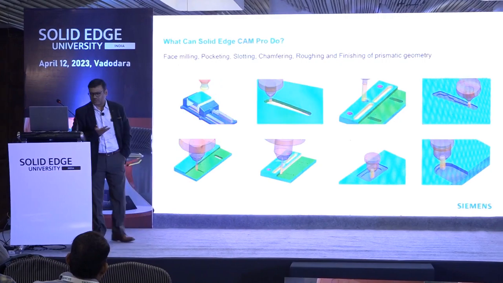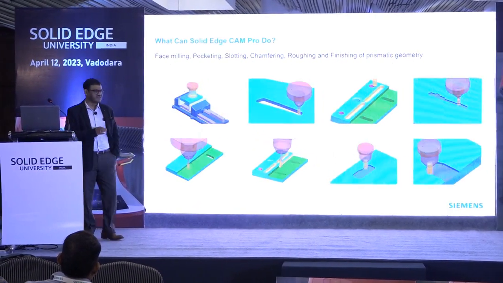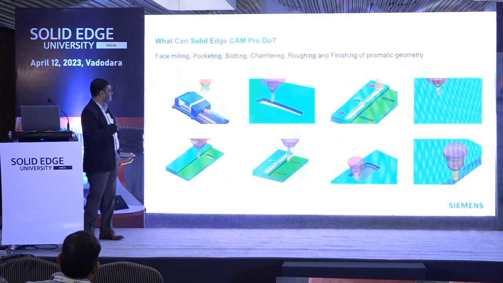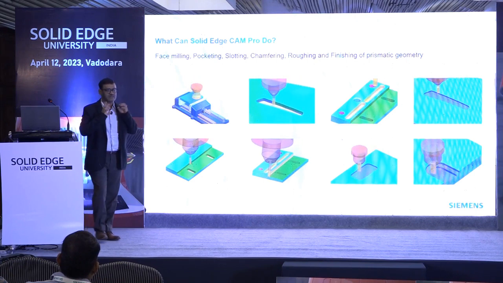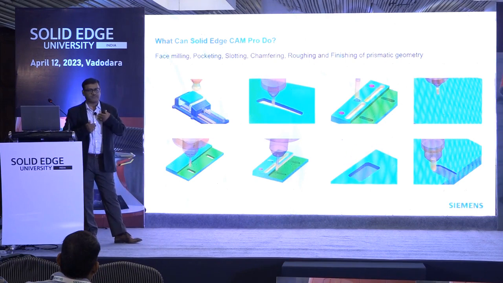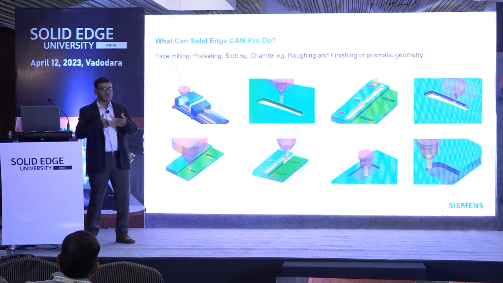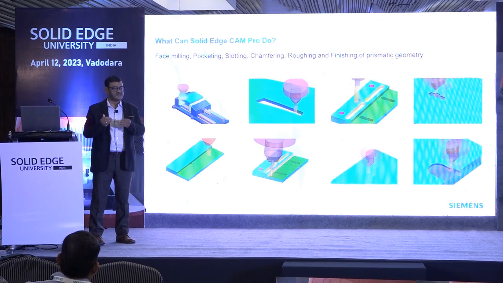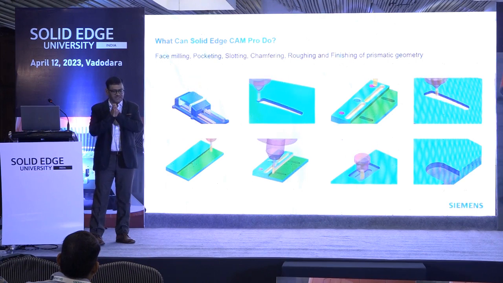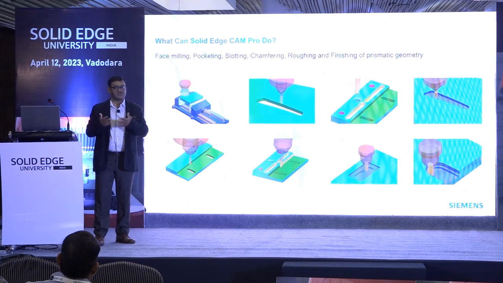I think 2.5D or face milling, pocketing, chamfering, roughing, everything is available within the Solid Edge Cam Pro gamut. But I'm just showing this from the Solid Edge Cam Pro perspective, right? So you can look at anything from a prismatic perspective or a complex part. I'm not saying you just do the prismatic, right? Because gone are the days you're just doing prismatic machining. You might expand from industrial machinery to aerospace. We don't know, right? So the scenarios might change.